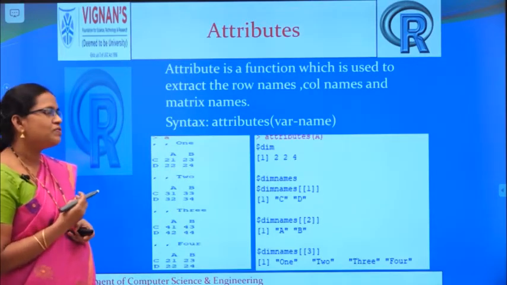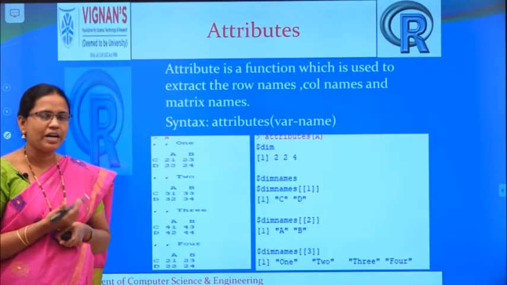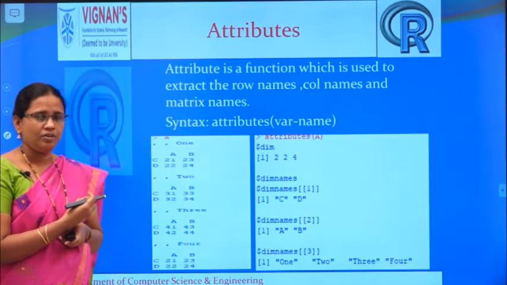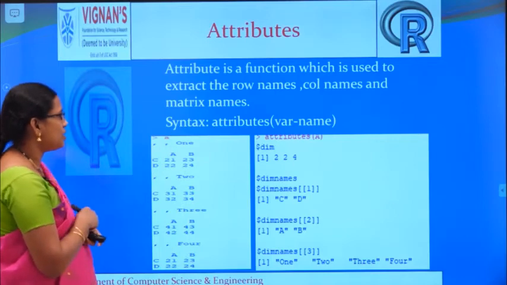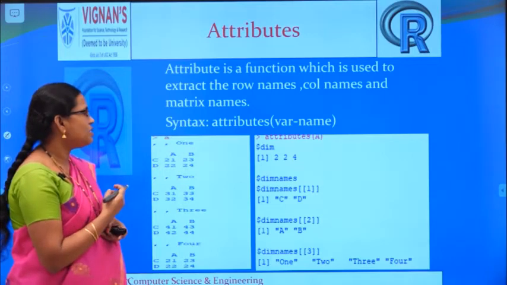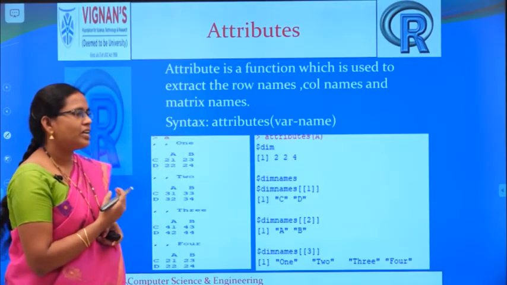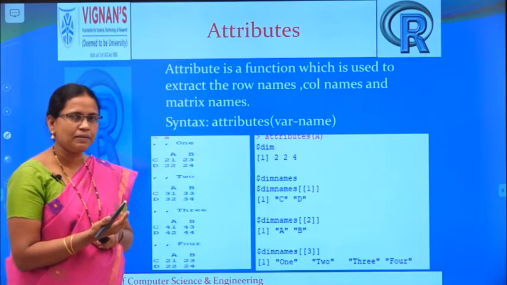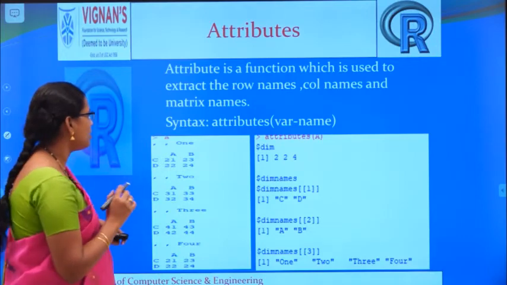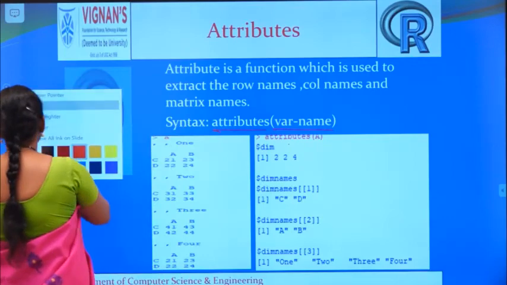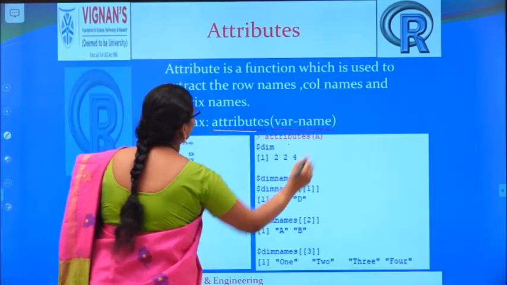When you have different names for rows, columns, as well as matrix names, you can access all those names of the matrix or array by using the attributes function. Suppose you have different names for rows, columns and matrices, then we can access all those names by using one function. That function is called attributes. You can see here, attributes of variable name.